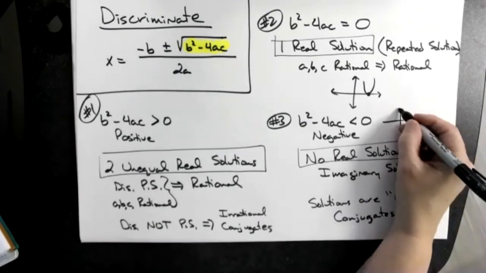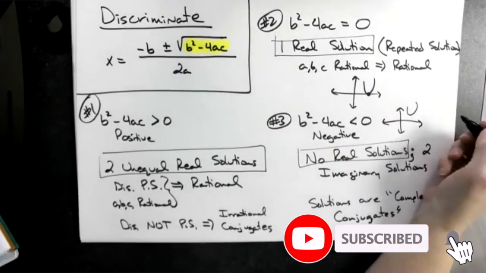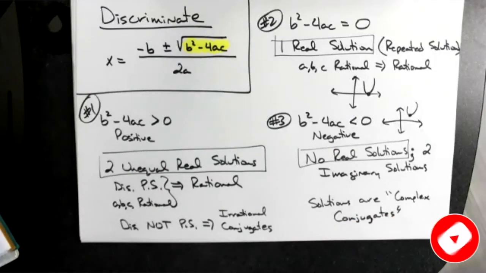And then again, if we wanted to do a little rough sketch, this one would look like what? Doesn't touch the x-axis at all. So it could be an upright one above the x-axis. It could also be below the x-axis upside down. So in other words, that parabola is not going to be touching that x-axis at all.